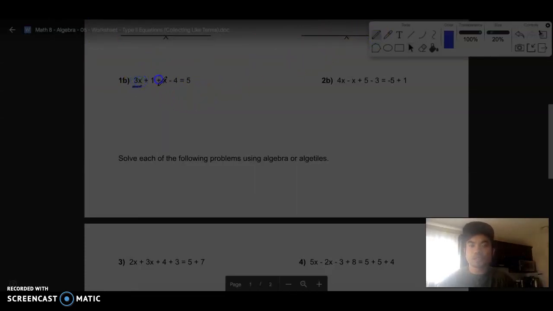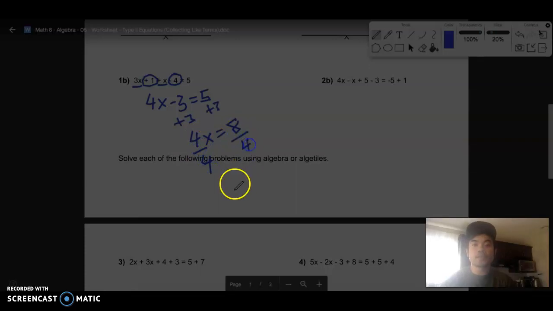What is 3x plus x? 3x plus x is 4x. What is positive 1 minus 4? Positive 1 minus 4 is actually negative 3 equals 5. So now what I need to do is get rid of negative 3. So I'm going to add 3 on both sides, right? And I should get 4x equals 8. Now, how do I get rid of 4? Well, I have to divide by 4 on both sides, right? And what's my answer? x equals 2. Just like the one earlier, right?